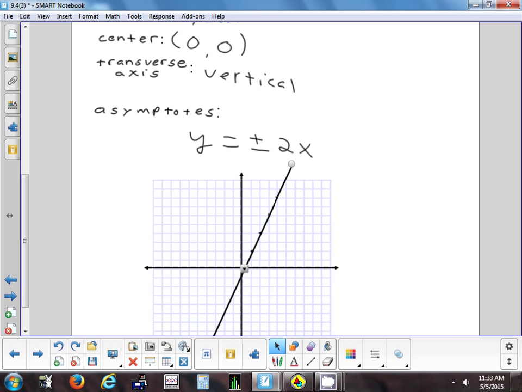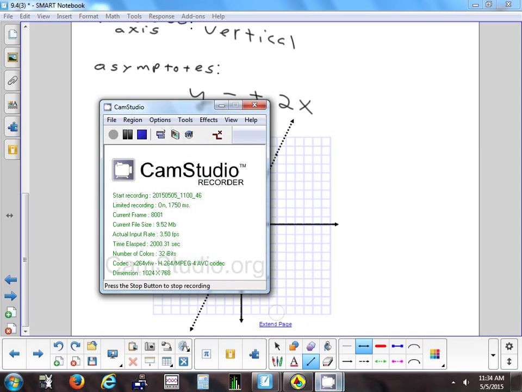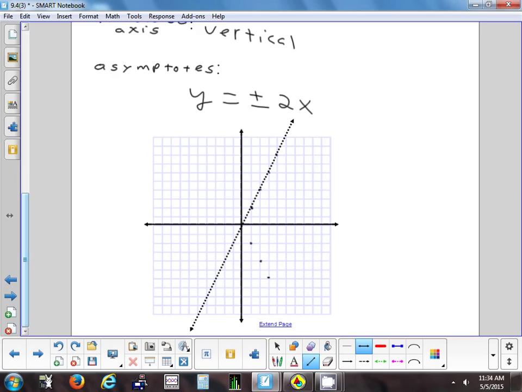Okay, I'll make it dotted so we remember that that's an asymptote. And then y equals negative 2x. Okay, so it's a little bit off. All right, so down 2, right 1. Down 2, right 1. Okay, and sketch that asymptote. Okay, so draw in your second asymptote. A little bit off.